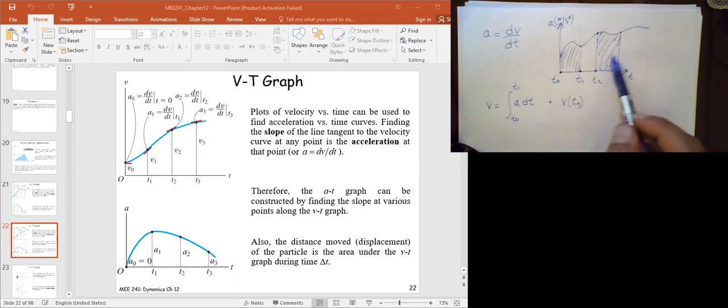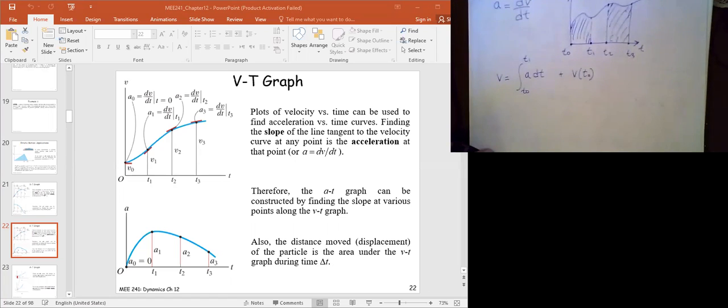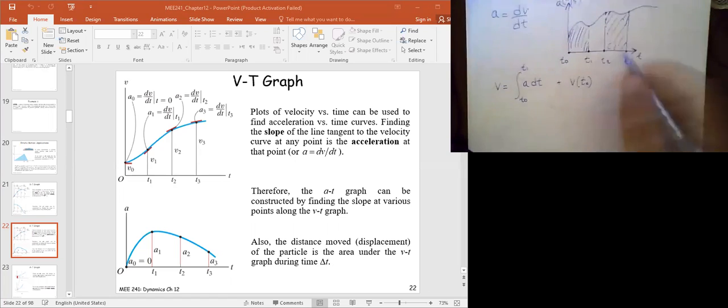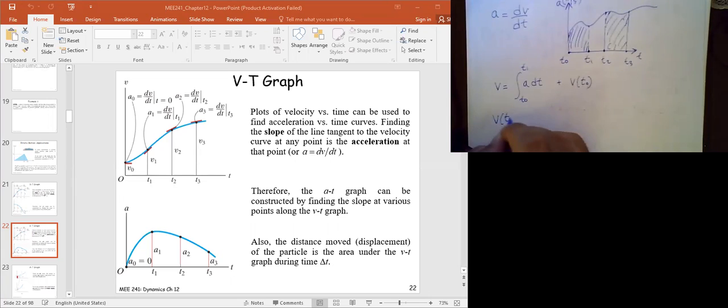If you actually only consider this area, basically this will tell you the change in the velocity from the velocity at time t2. So whatever that velocity had at time t2, you're going to add this shaded area to actually get the velocity at time t3, right? So think of it simply as a change in the velocity. So this shaded area will actually give me the velocity at time t3, right?